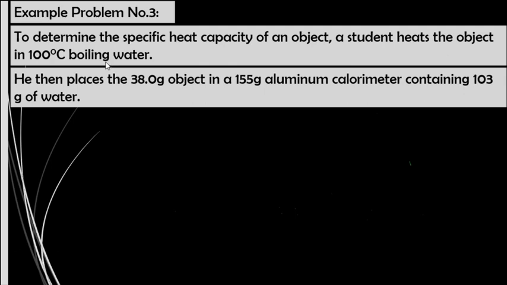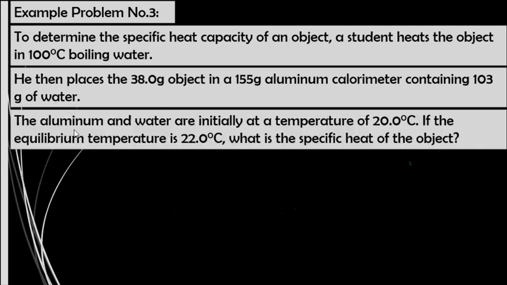Let us continue with our example problem. This is item 3. To determine the specific heat capacity of an object, a student heats the object in 100 degrees Celsius boiling water. He then places the 38 grams object in a 155 grams aluminum calorimeter containing 103 grams of water. The aluminum and water are initially at a temperature of 20 degrees Celsius. If the equilibrium temperature is 22 degrees Celsius, what is the specific heat of the object?